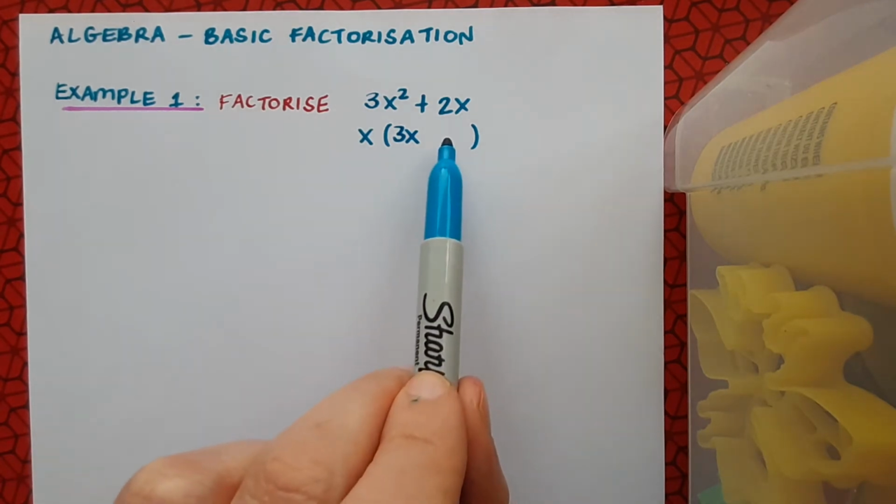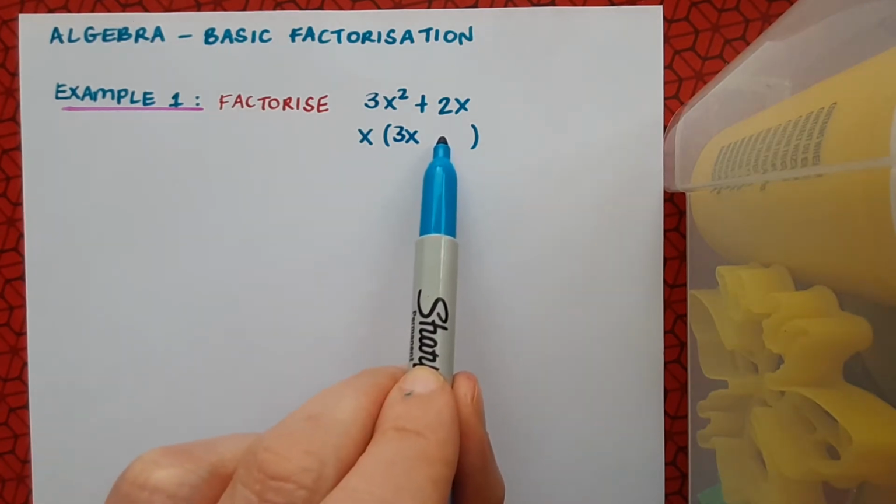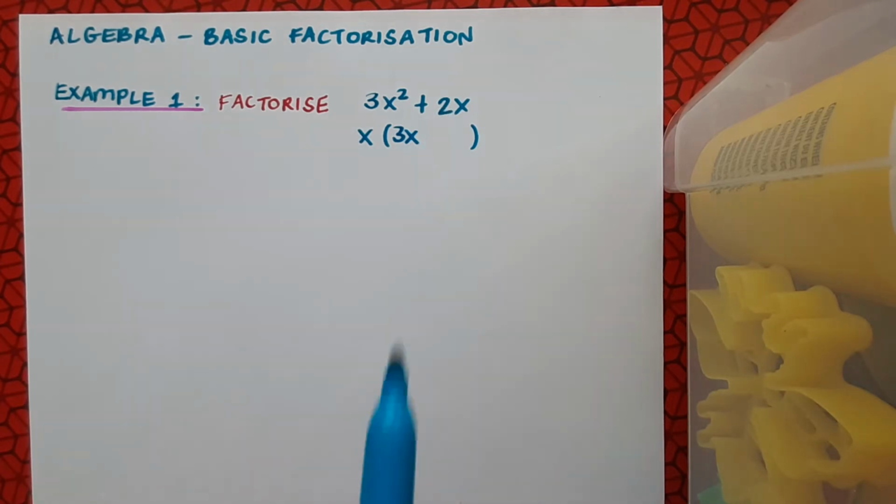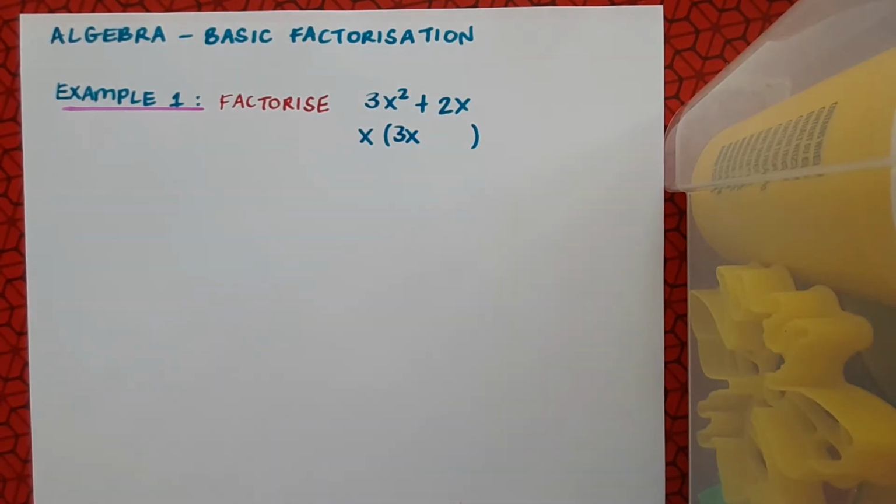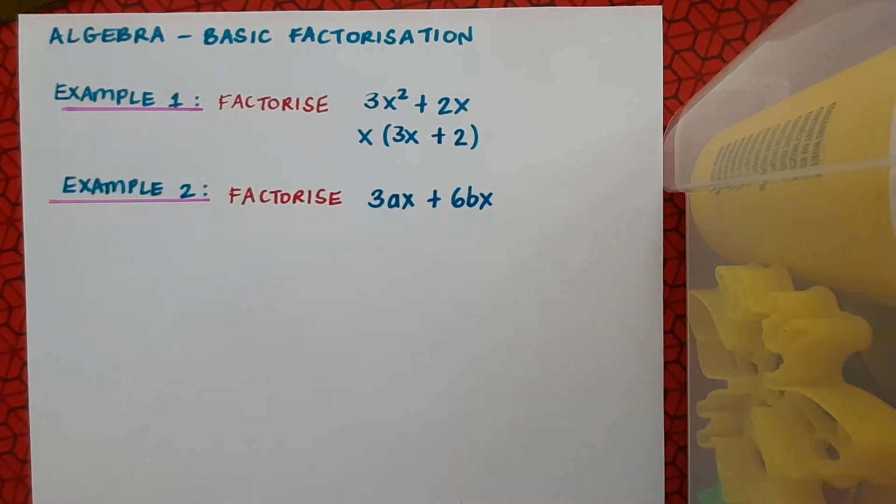What about for the second position of my bracket? What would I multiply by x to get plus 2x? Well, in this case, it would be plus 2. So I fill that in. So when I factorise 3x squared plus 2x, I get x bracket 3x plus 2. Basic factorisation just means taking out what the terms have in common and writing it in front of a bracket.